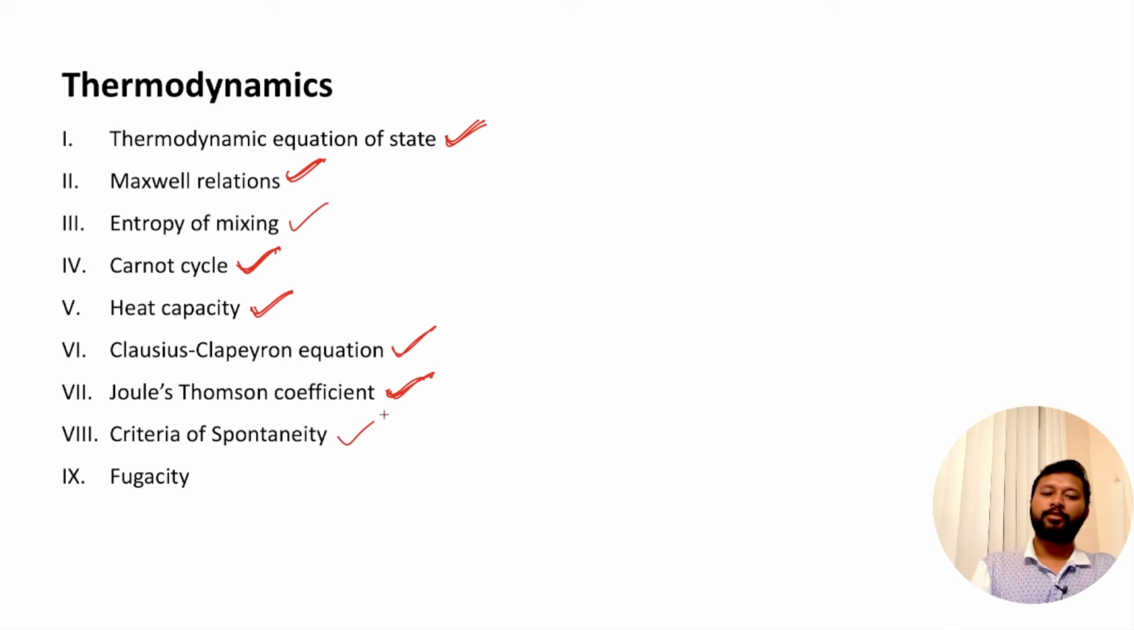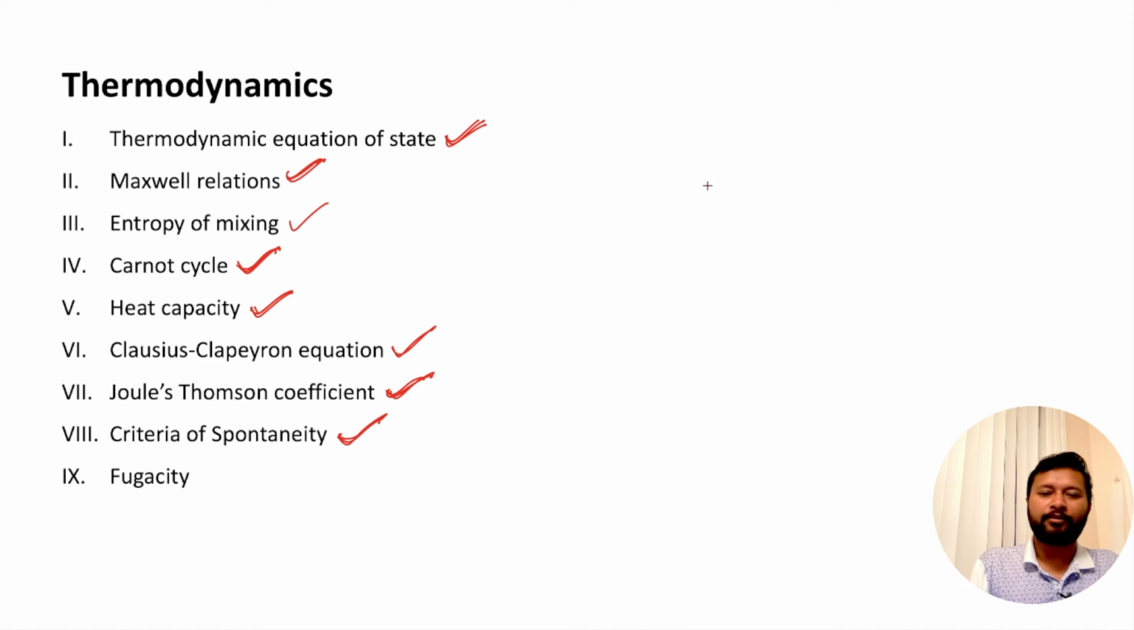Then criteria for spontaneity. Again, in my trick video where I discussed the Maxwell relations, I guess I have discussed the trick to find out the criteria for spontaneity. It's pretty simple, and you all can do that. It just requires a thermodynamic square. I'll just explain that in short.